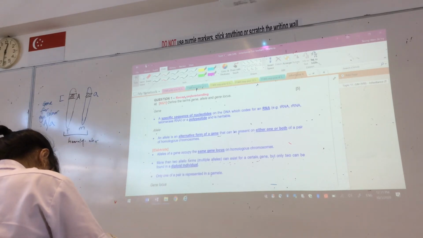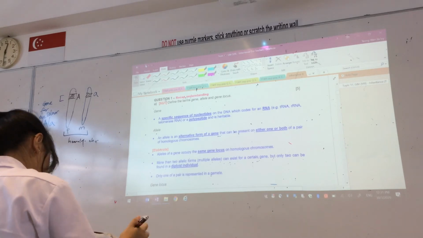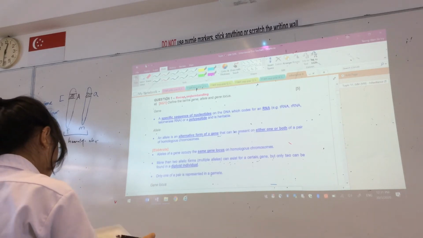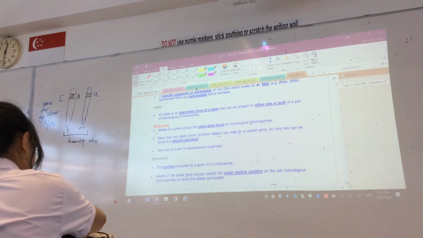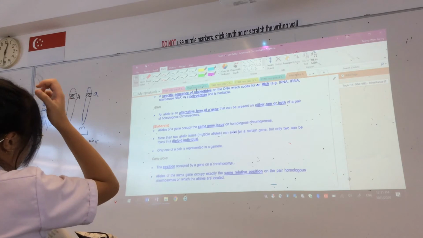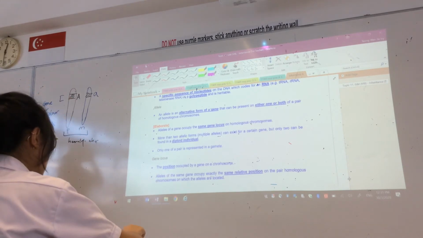Now, how do you define gene locus? This one should be quite easy. Gene locus, it is a position. Very good. It is the position occupied by a gene on the chromosome.